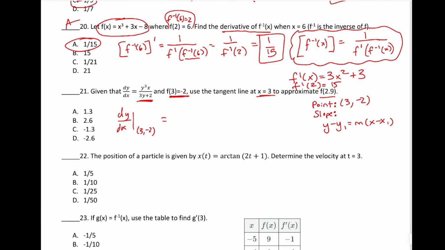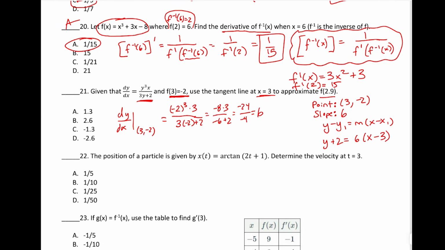So we're going to substitute in 3 and negative 2 into x and y. So this will be negative 2 cubed times 3 over 3 times negative 2 plus 2. So that'll be, let's see, negative 2 cubed is going to be negative 8 times 3 over negative 6 plus 2, which is negative 24 over negative 4. So that's going to be 6. Unless I made a mistake somewhere in there. So my slope is going to be 6, and now I've got my equation. y plus 2 equals 6 times x minus 3.